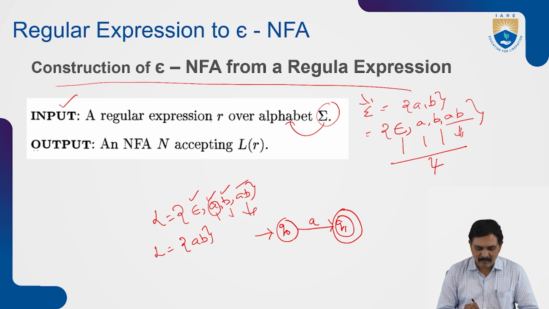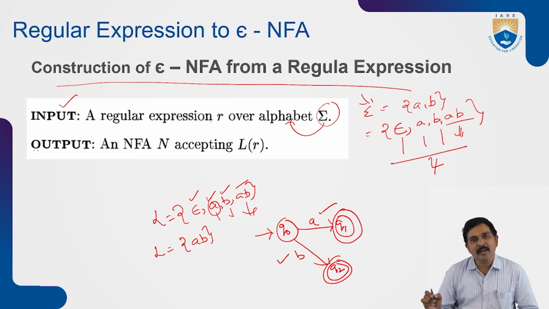So another string is reading the B. So only B is also accepted. That's why when you are coming from Q0 to another state Q2, at that case B is also accepted. It means the previous diagram totally accepts only the string AB, not the single symbol A, not the single symbol B, and not the null symbol.